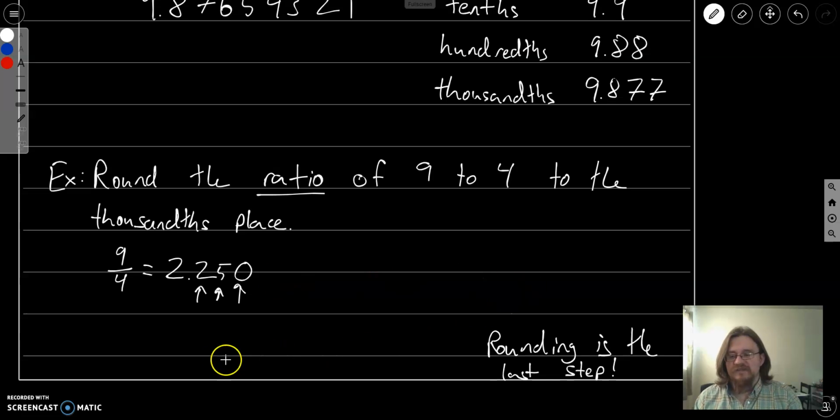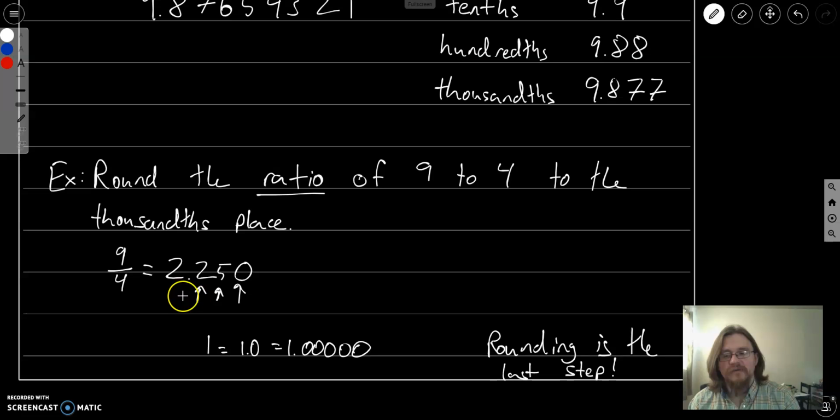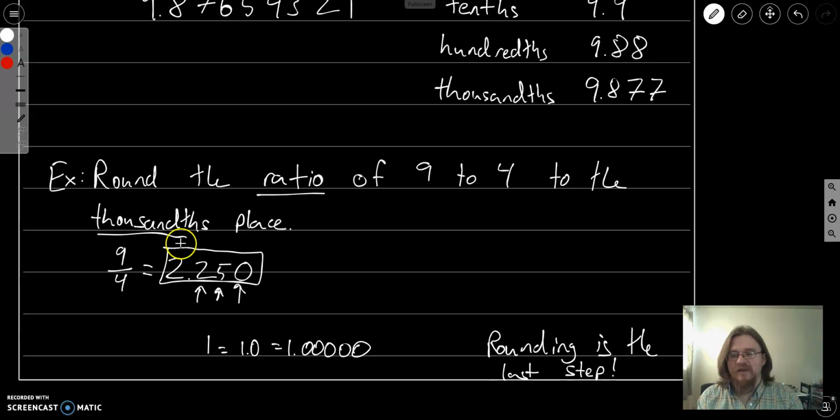So for instance, if I just looked at the number 1 here, well, 1 is the same thing as 1.0, which is going to be the same thing as 1.000. It doesn't matter how many zeros I add at the end. The same thing happens up here. If I get 2.25 and I need the thousandths place, I've got to have something there. So I'm just going to add a 0. So this is rounded to the thousandths place.